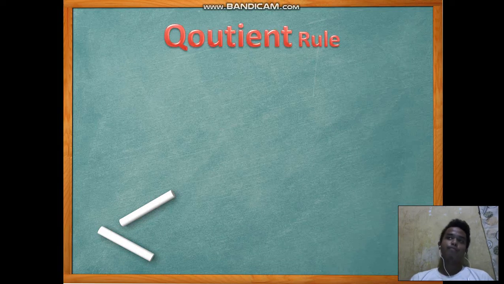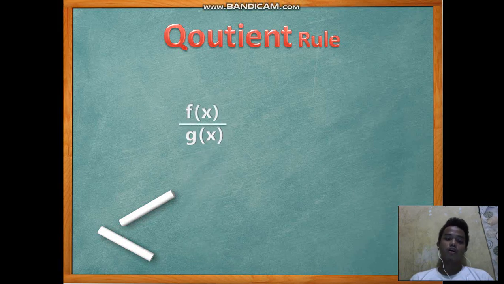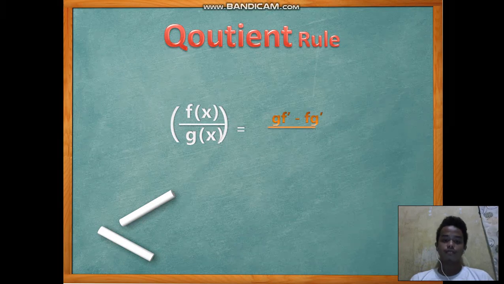So quotient rule. Quotient rule is just dividing one function by another function, and the rule states that the function g times the derivative of your function f minus the function f times the derivative of your g function, over g function squared.